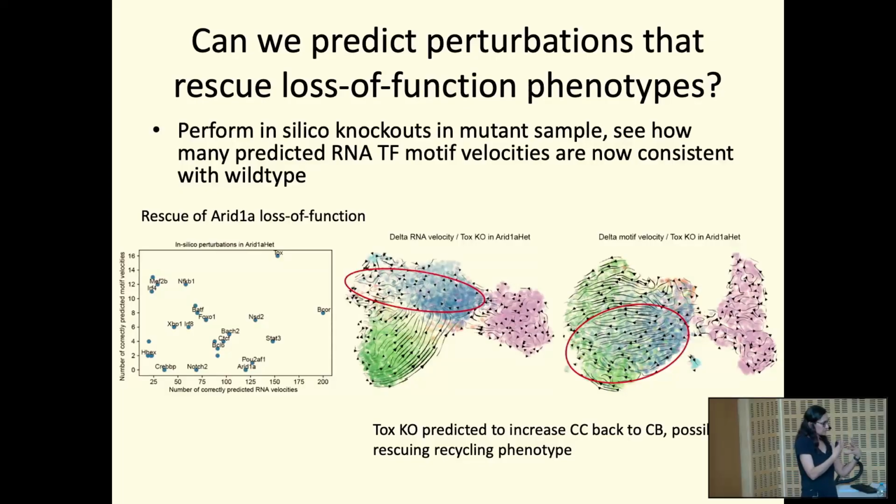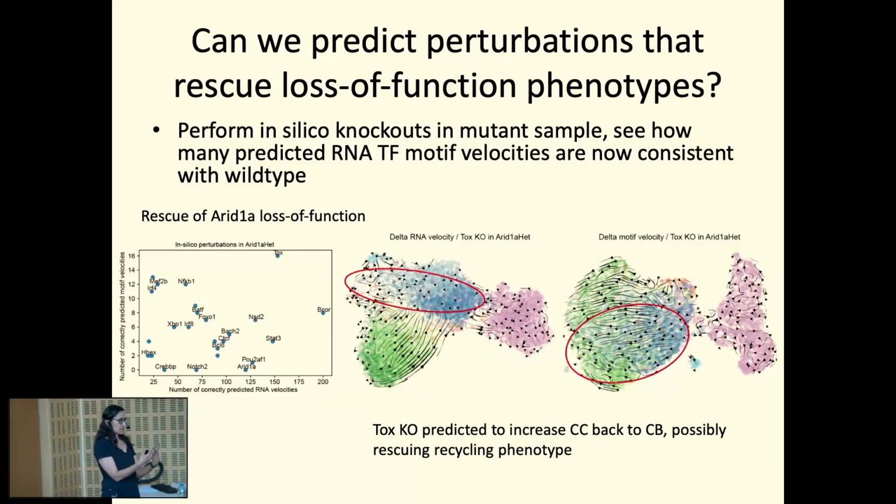If you have this defect, can you predict the perturbation that will rescue and turn the dynamics back to more of a wild type setting?